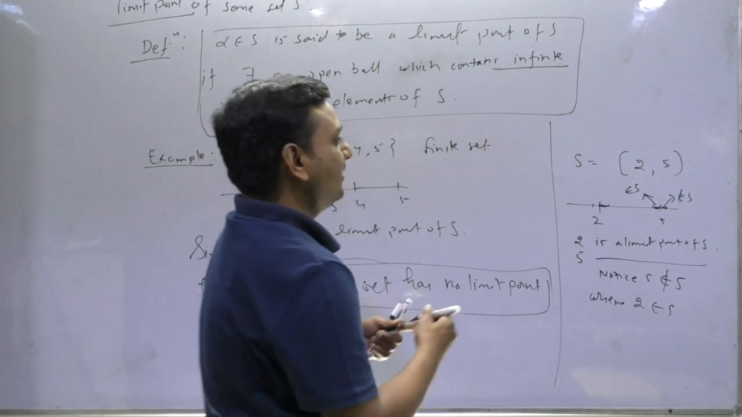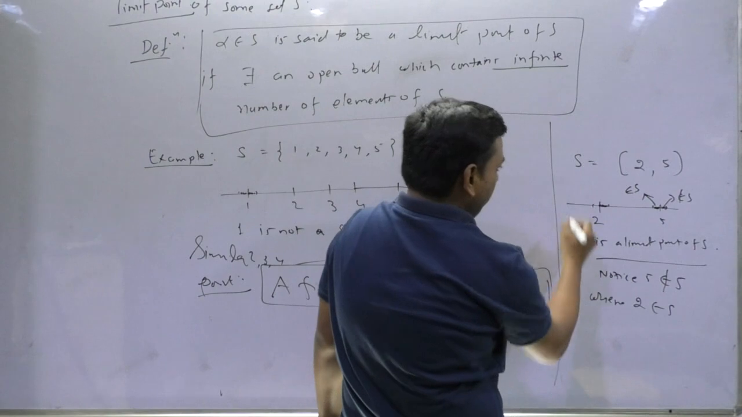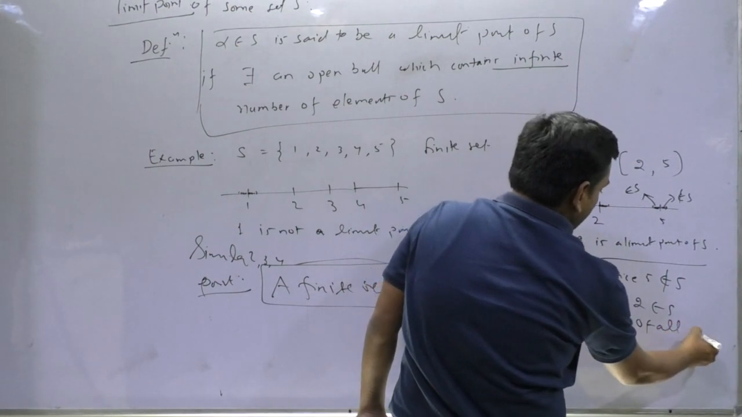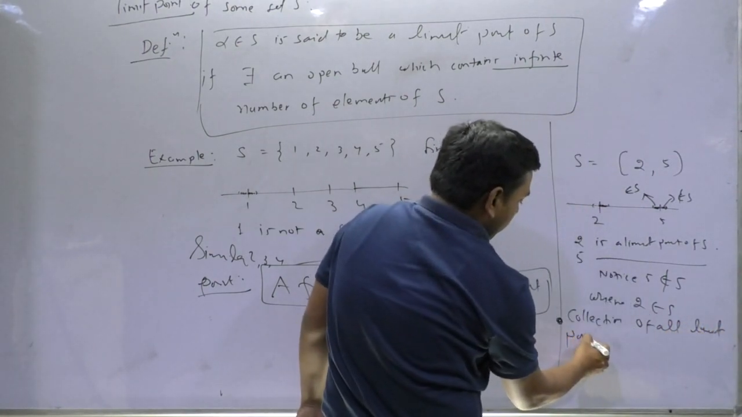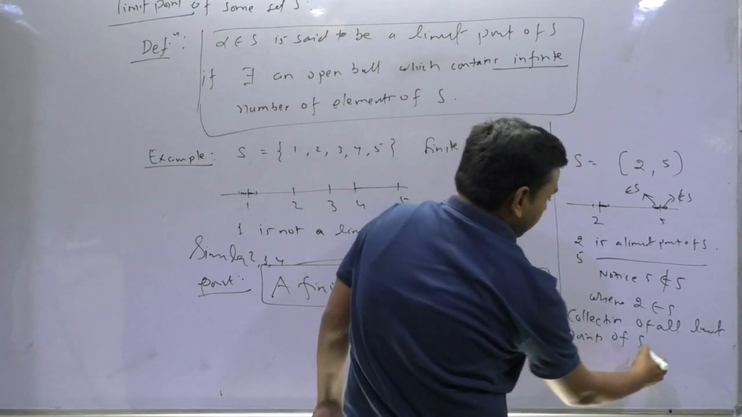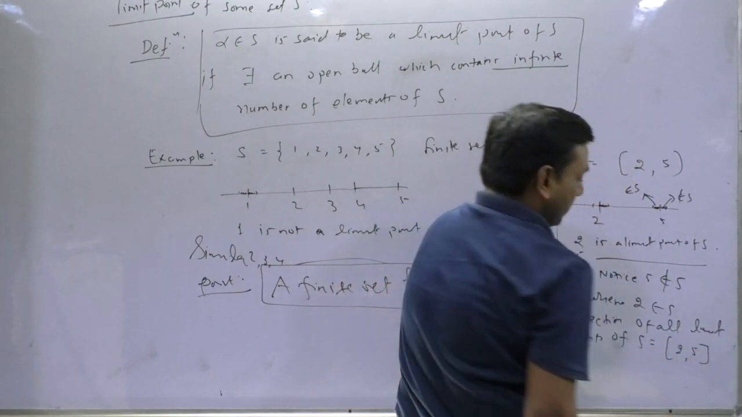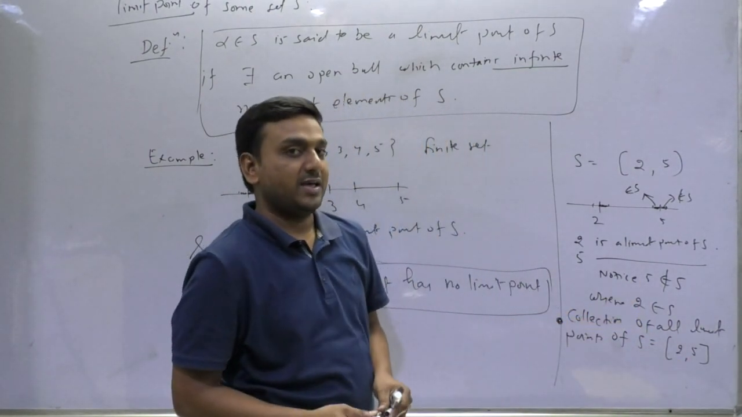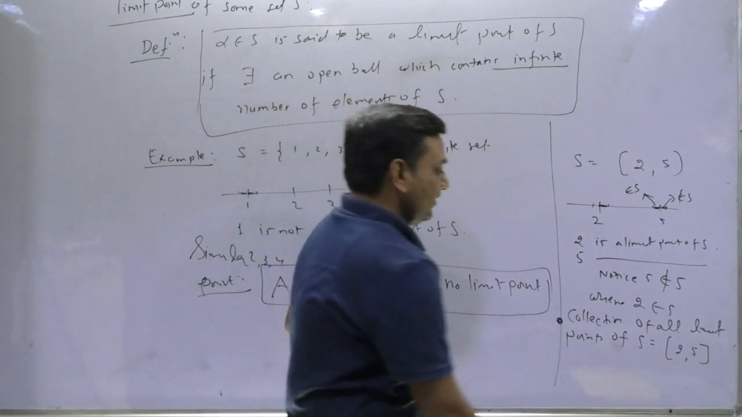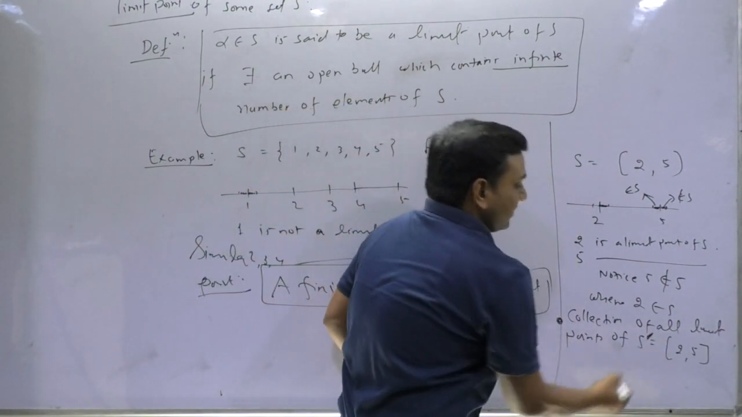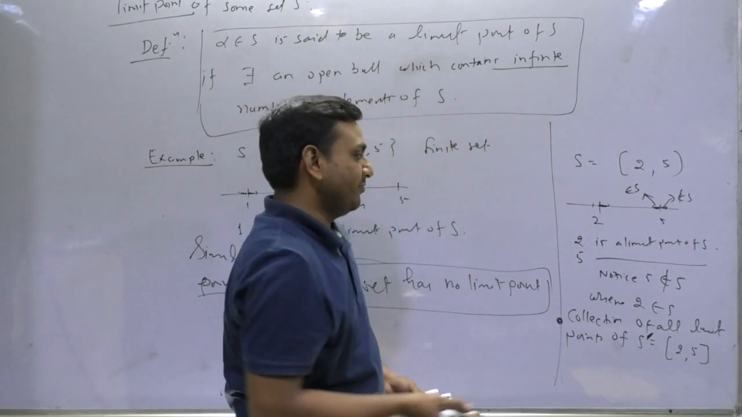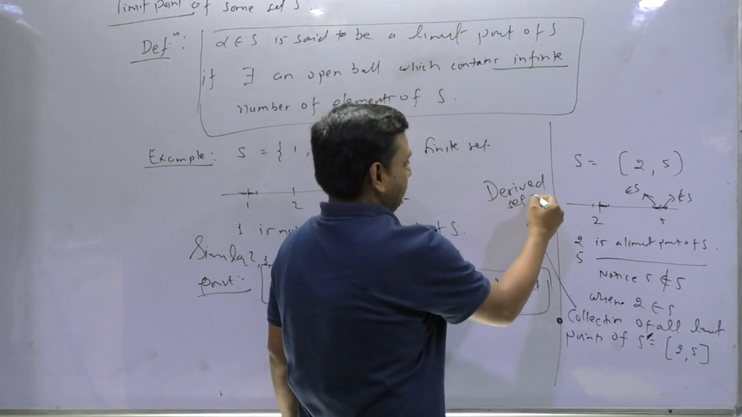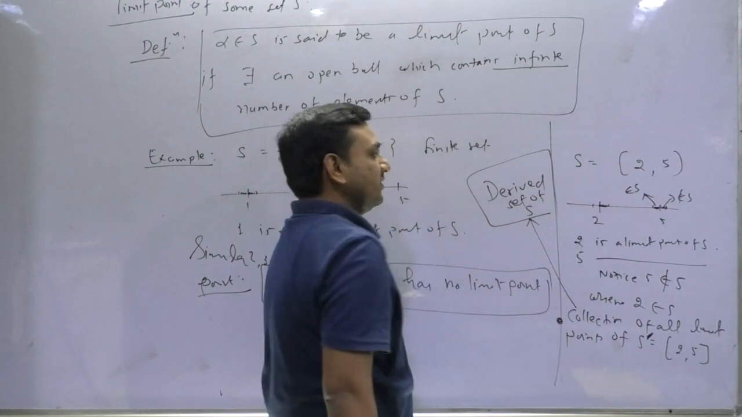So if I say collection of all limit points of S, it will be the closed set up to 5, because 5 is also a limit point of S. Getting? And this is denoted by S dash. One name is also given, derived set of S. So you people are very confused in such terminologies.